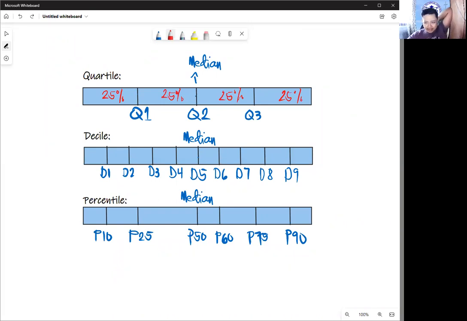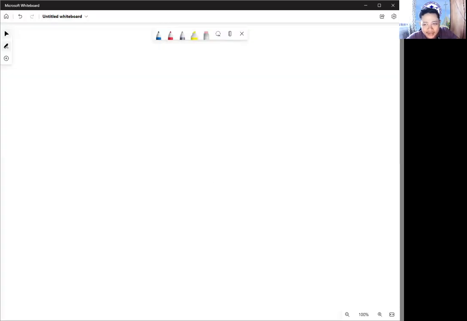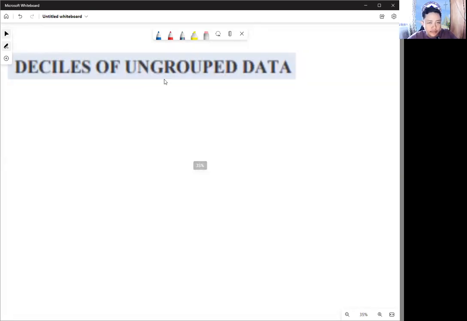Okay. Thank you so much. So let's now have this. Let me clear this canvas. Okay, thank you. So in here, we will just be using this set of formulas, and these are very easy to follow. Okay, let's have first the deciles of ungrouped data. Ungroup muna tayo.